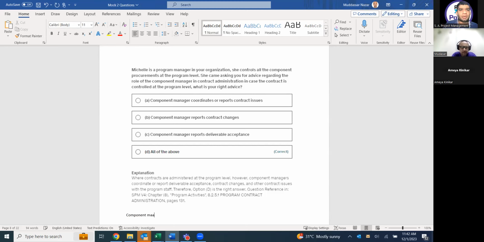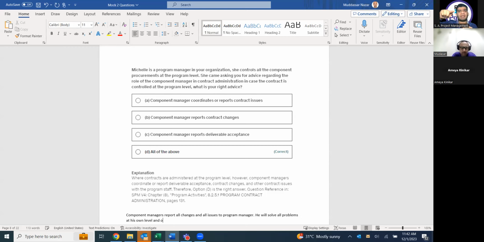So this is a very important question. Every component manager will report to the program manager. He cannot do anything standalone. Whatever changes and problems he has, he will solve at his level first. If he cannot solve them, he will escalate to the program manager. This is how you will solve the problem.